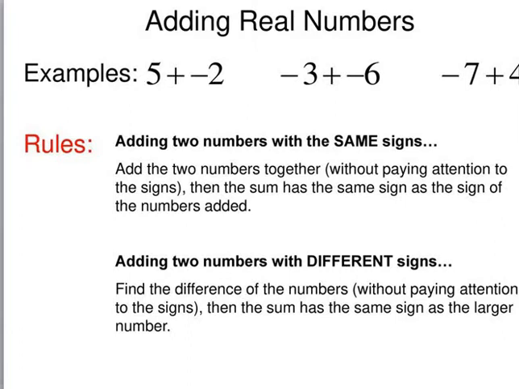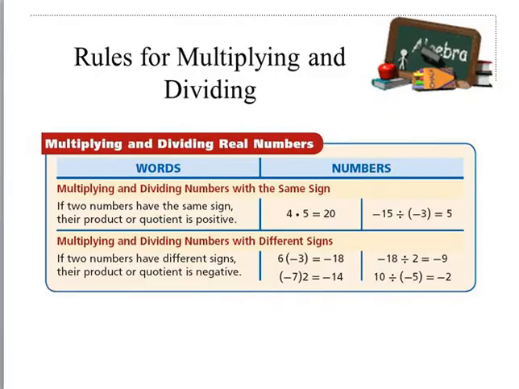Then we ask ourselves, what's the sign of the greater number? Here, it's positive, so the answer will be positive. If it's negative, for example, -7 plus 4, the answer is 3, but with a negative sign. Why? Because the sign of the greater number is negative. Okay, now let's start with the lesson.